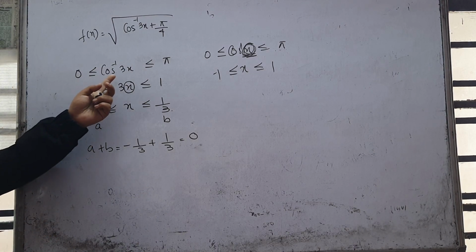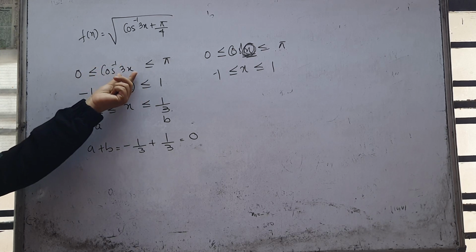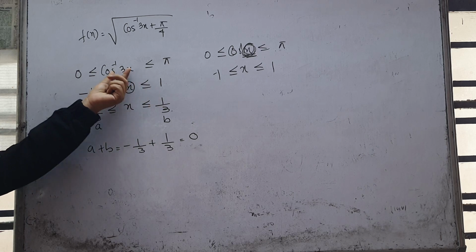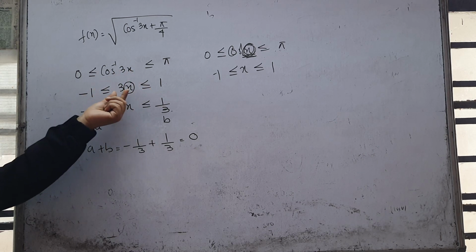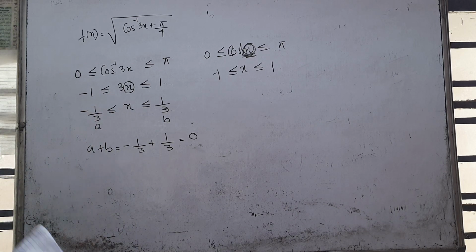Okay, let me tell you one more time. Cos inverse x, 0 to pi. The inside angle will lie between minus 1 to 1. And the inside angle is 3x. Yes or no? So minus 1 to 1. What is extra out here? 3 comes down. Is it clear? Find A and B. That is what you have to find out.